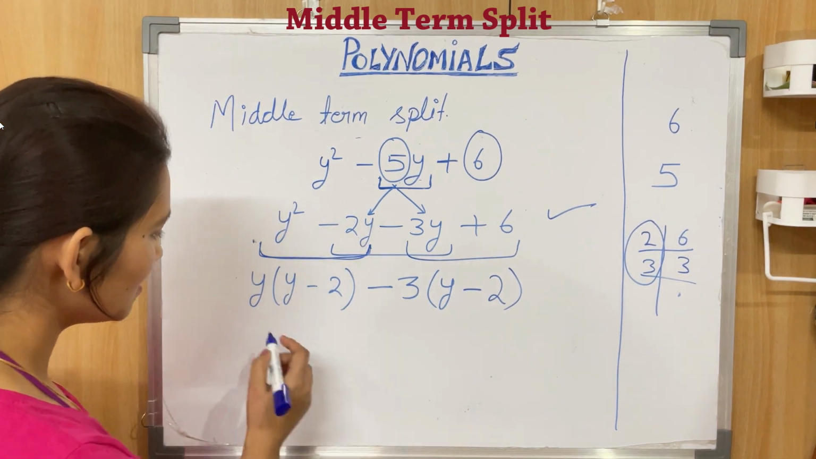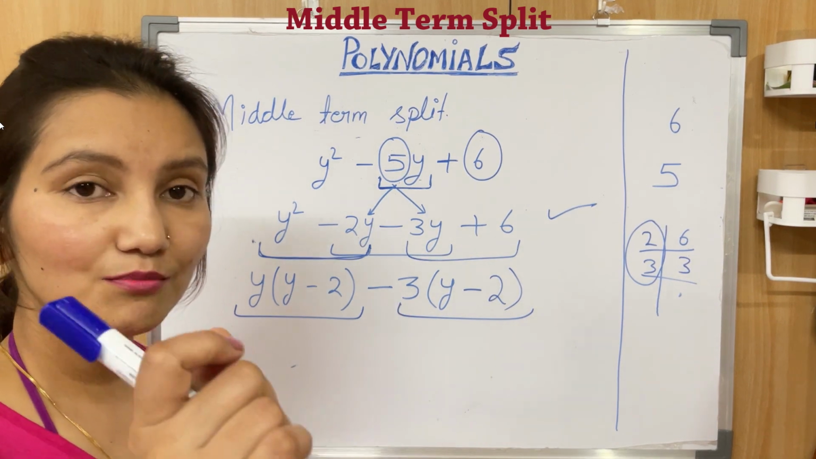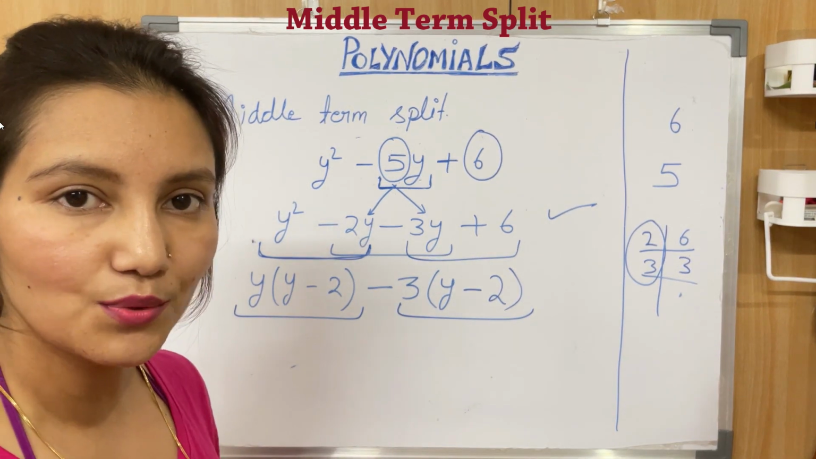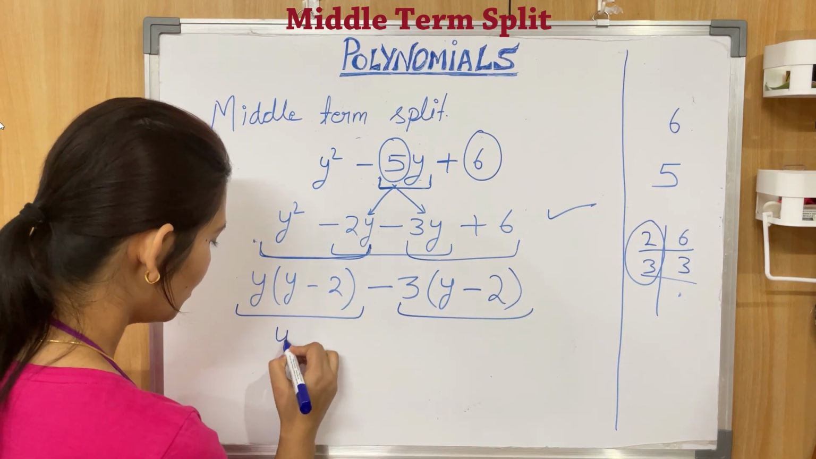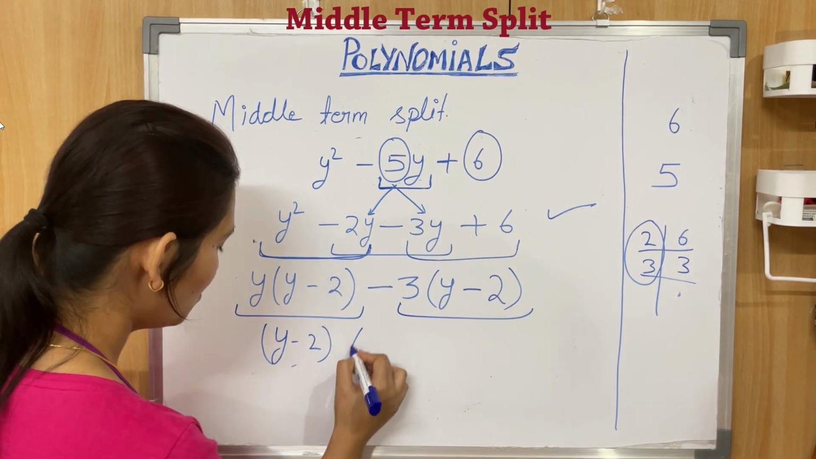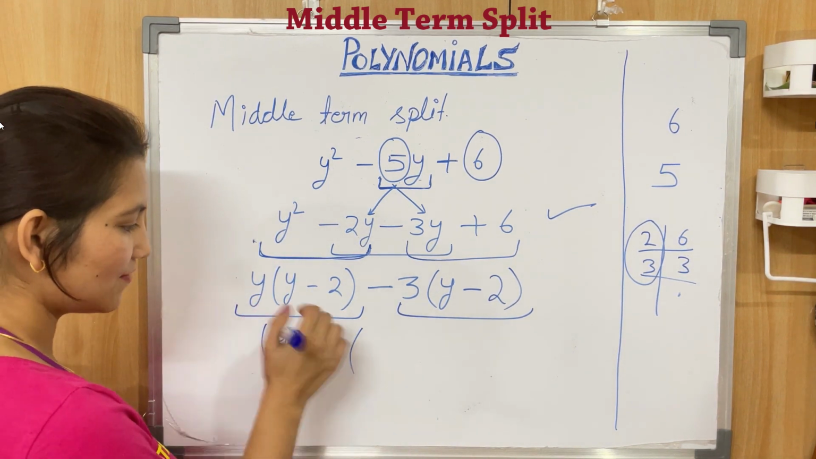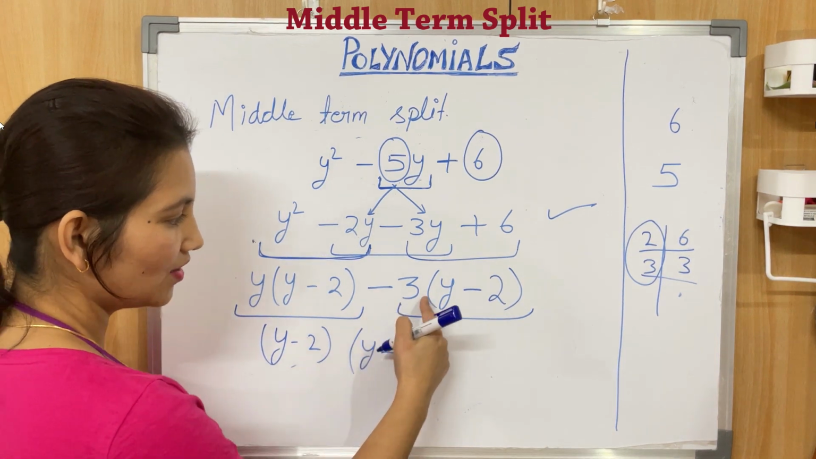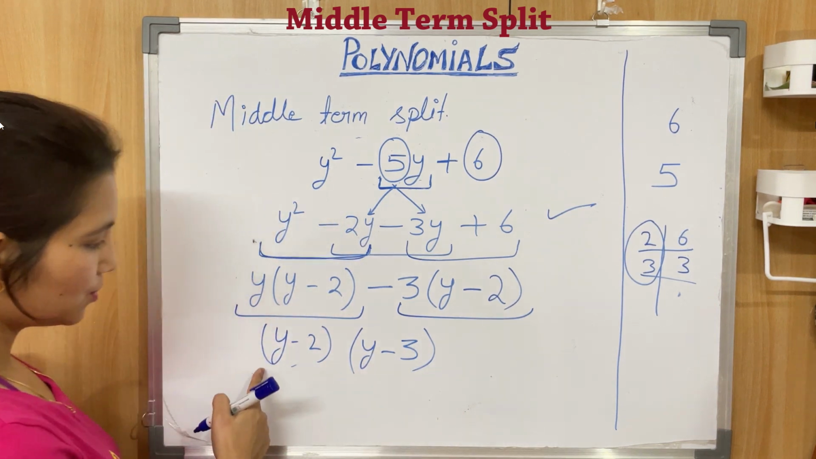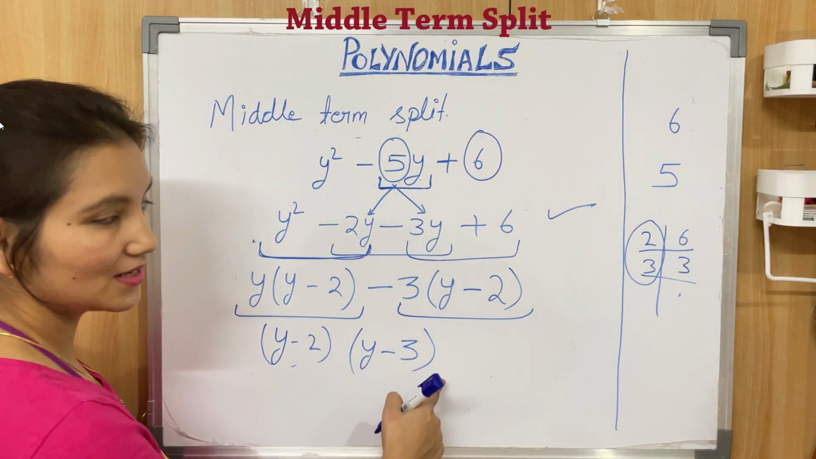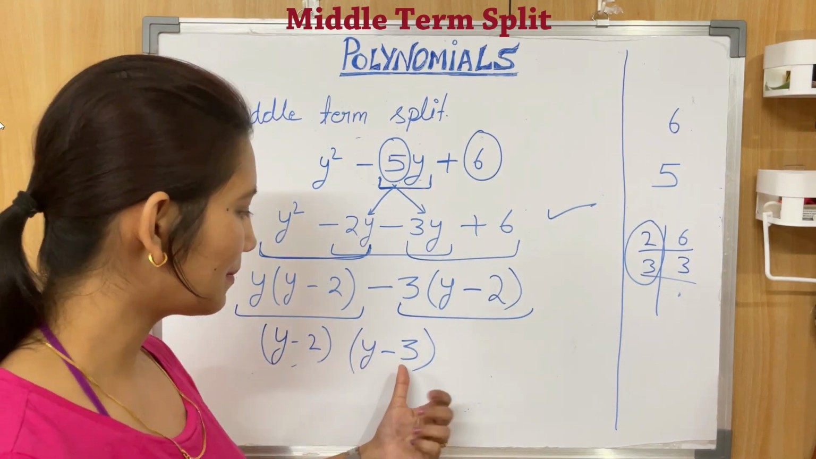Okay, now you see that in both these terms we have y minus 2 common. So what we will do, we'll take it out. Minus, y minus 2, we'll take common, and now we are here. Since y minus 2 is taken out, we are just left with y here, and here we are left with 3. So I got my two factors, y minus 2 and y minus 3, and this is what we got from the factor theorem also.